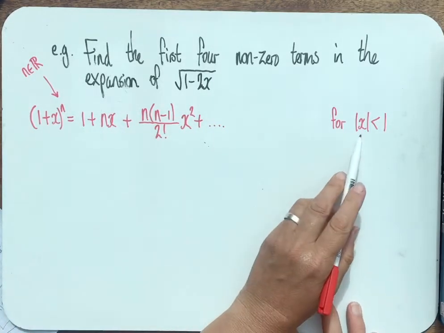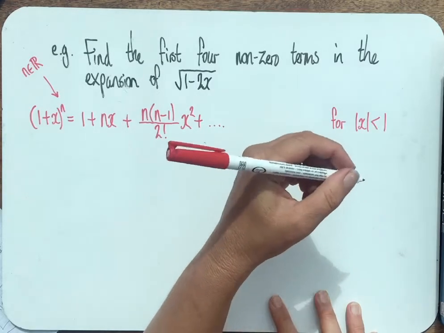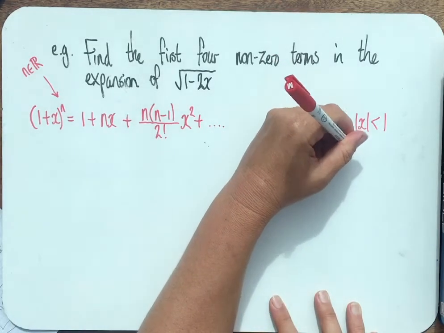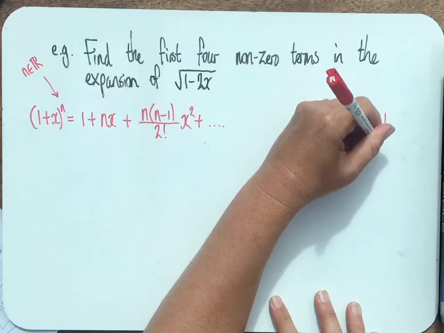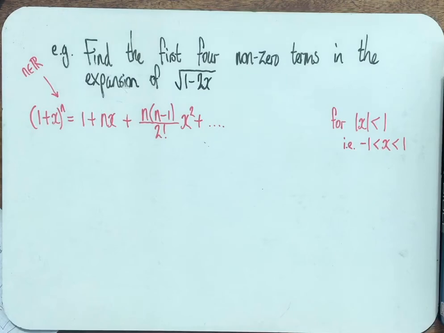So just to make this clear, this modulus of x means the positive value of x is less than 1, and that's the same thing as saying that -1 < x < 1. So x is sandwiched between -1 and 1.